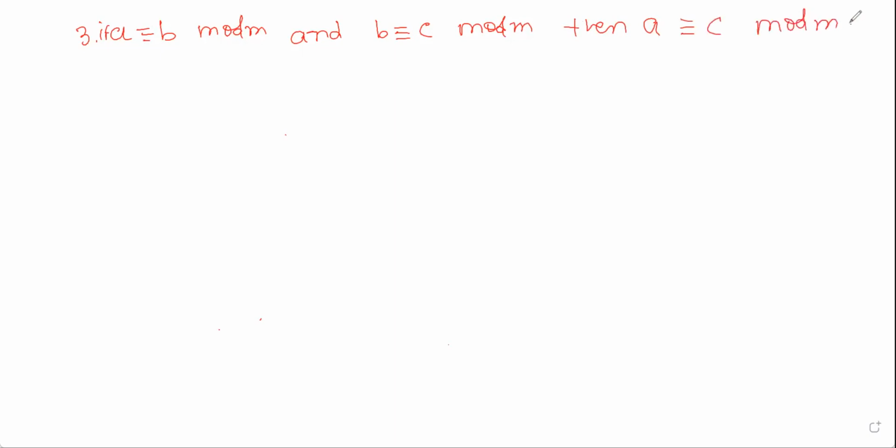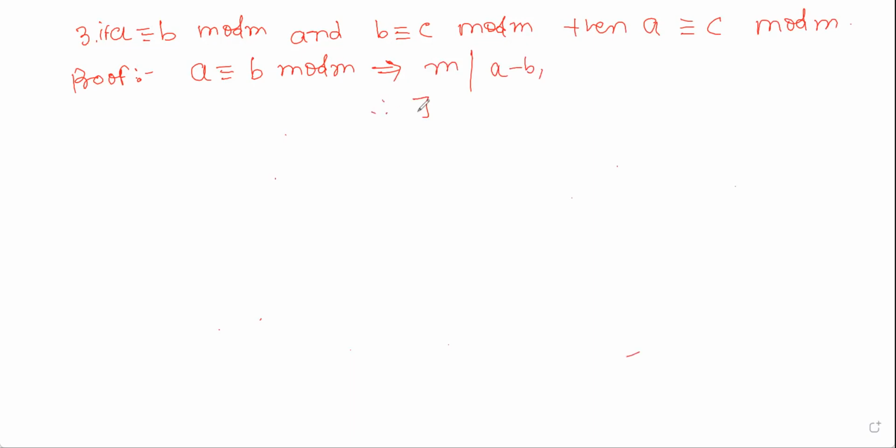Again, we have the third property. The third property is: if A is congruent to B modulo M and B is congruent to C modulo M, then A is congruent to C modulo M. Proof: A congruent to B modulo M implies M divides A minus B.